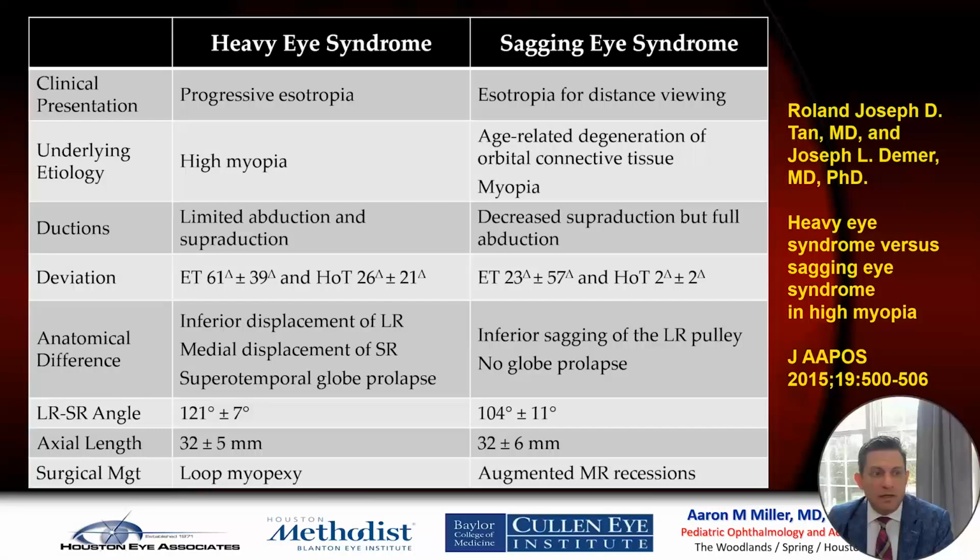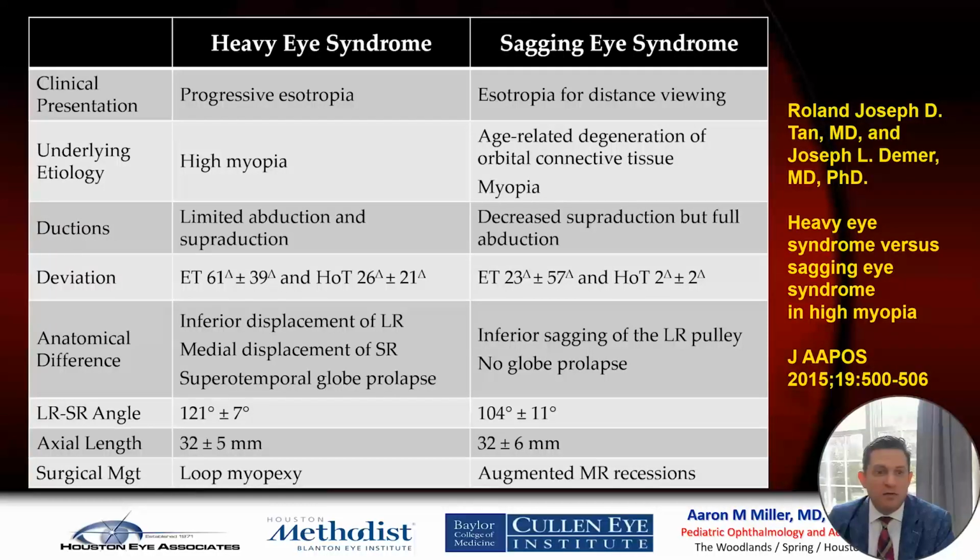And so early heavy eye syndrome may almost be considered a sagging eye syndrome. It really depends on whether you're a splitter or a grouper, on how you define these two conditions. There tends to be more anatomical displacement in the larger heavy eye syndromes, where you get more inferior displacement of the lateral rectus and medial displacement of the superior rectus.